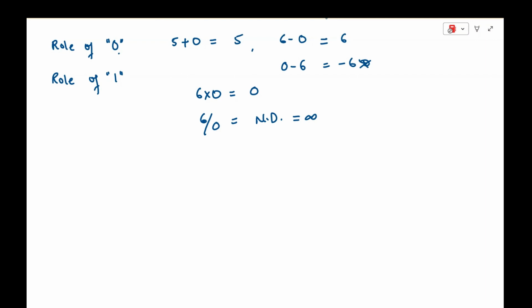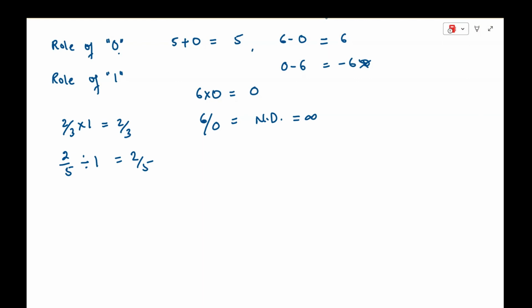Let's take the role of 1. If you multiply or divide any number by 1, suppose I'm taking 2 by 3 multiplied by 1, what is it? Nothing but 2 by 3. If I take 2 by 5 and divide by 1, what is it? Nothing but 2 by 5. It means multiplying by 1 or dividing by 1 does not affect the number.